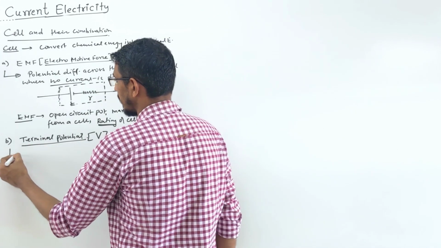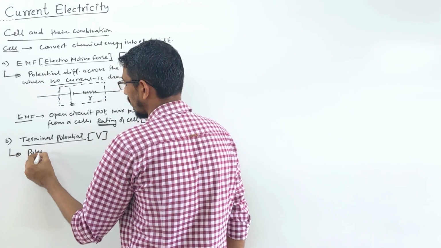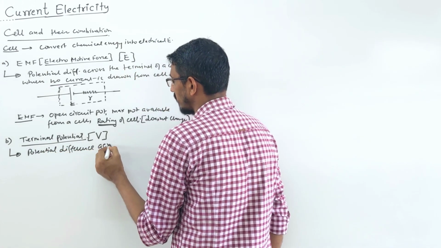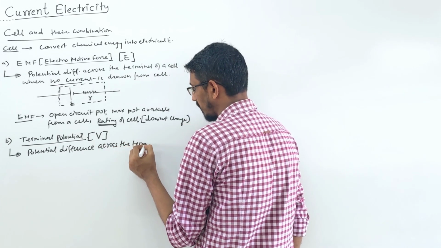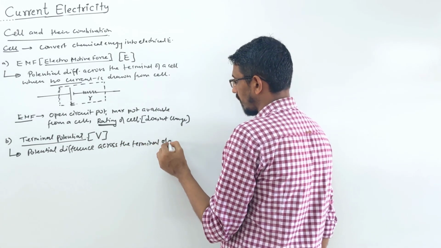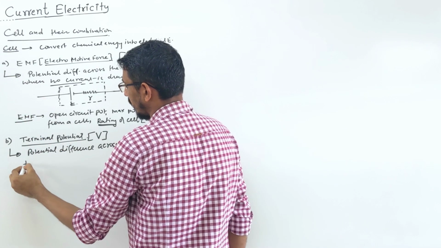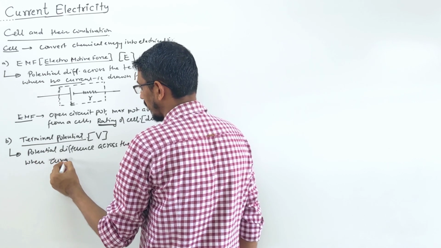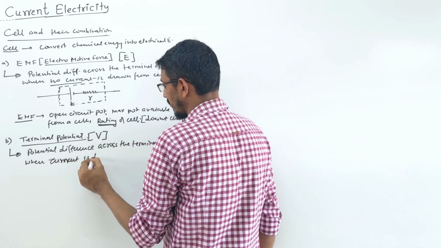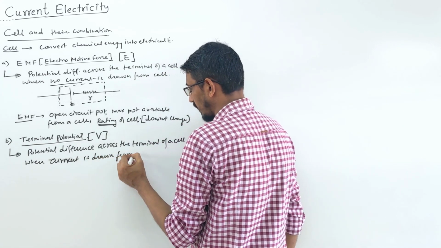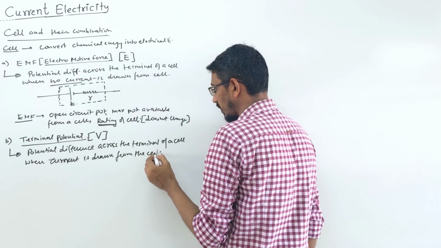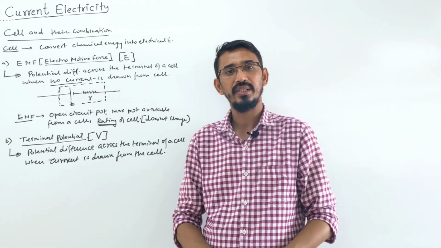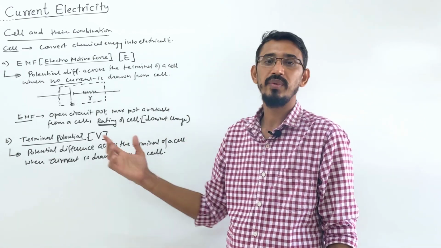So let's write the definition of this. Potential difference across the terminal of a cell when current is drawn from the cell. When your cell is working, you are drawing current from the cell, then how much potential is really getting outside across the terminal of that battery, that's called the terminal potential, right?